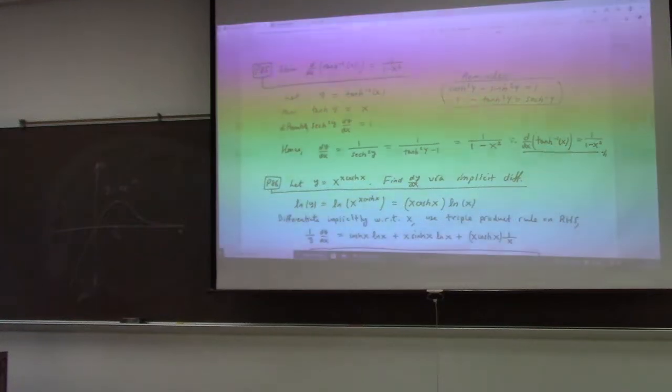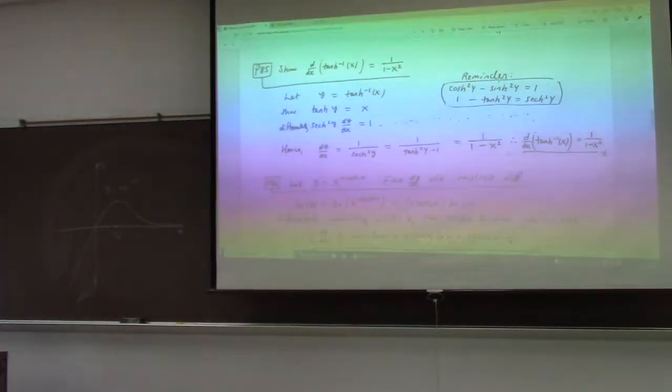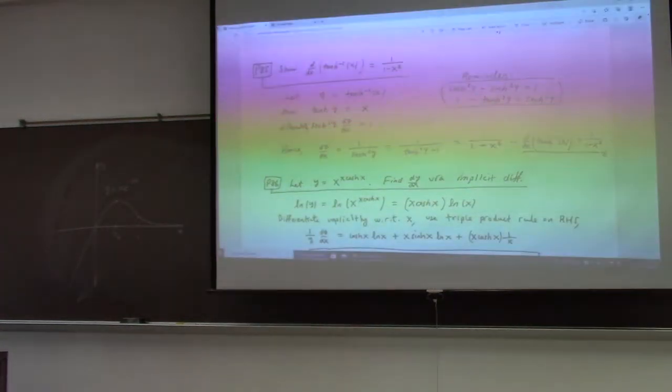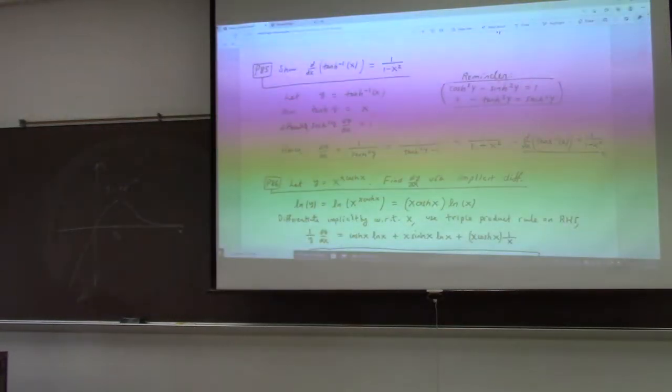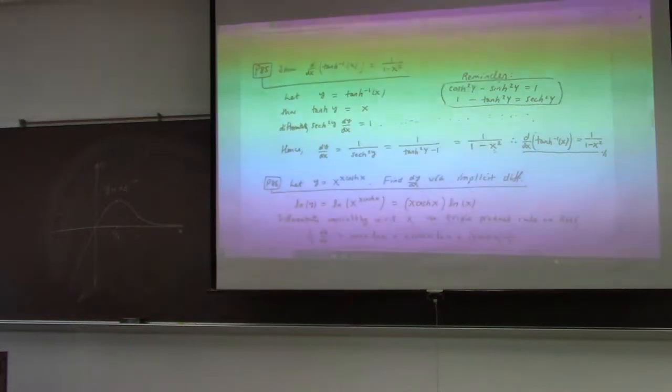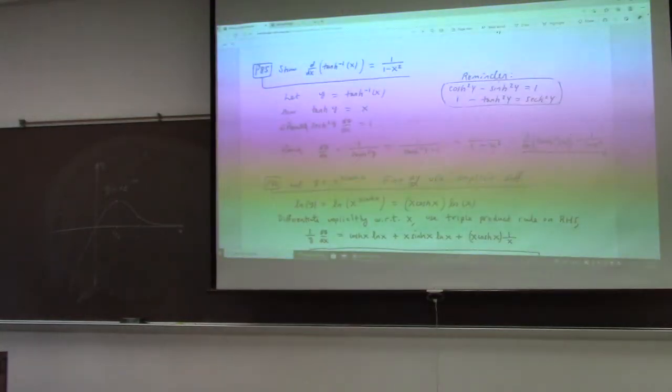All right, but anyway, the point is 1 minus x squared is what hyperbolic tangent is x, right? So that's 1 over 1 minus x squared, but that's what we're trying to show. So, yay.